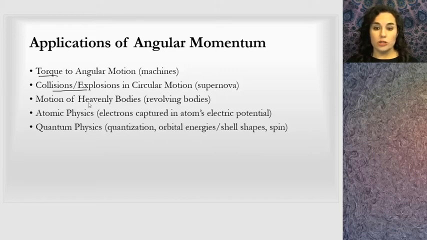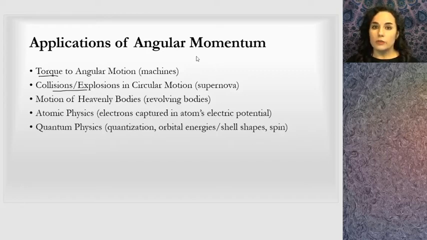It's related to the motion of heavenly bodies when you have bodies revolving around each other, which brings us also to atomic physics when we think about electrons captured in an atom's electric potential. It's rotating, it's circling around that atom in some way. And even further in quantum physics, we see that angular momentum is a quantized quantity. It relates to orbital energies and shapes of shells. So if you're into chemistry and physical chemistry, this is an important concept, as well as spin of fundamental particles such as the electron, spin up and spin down.